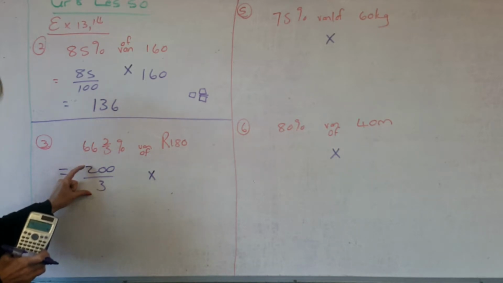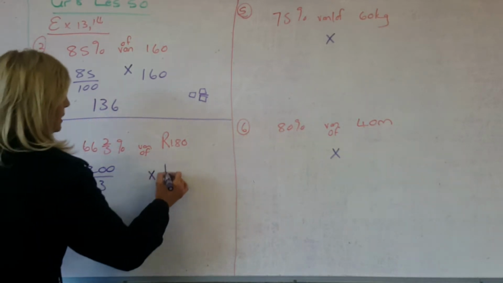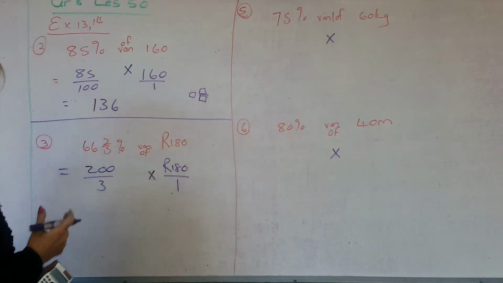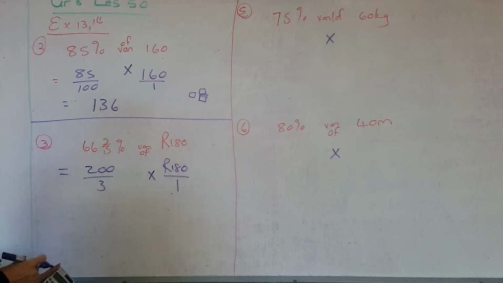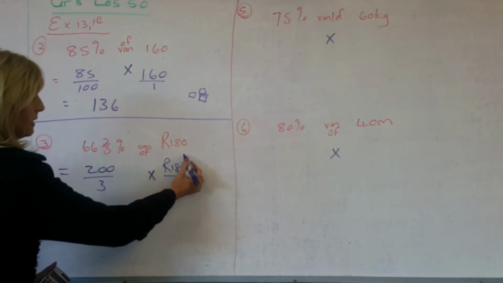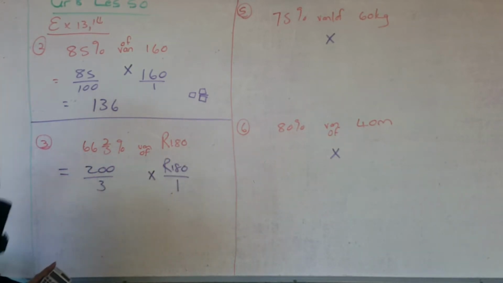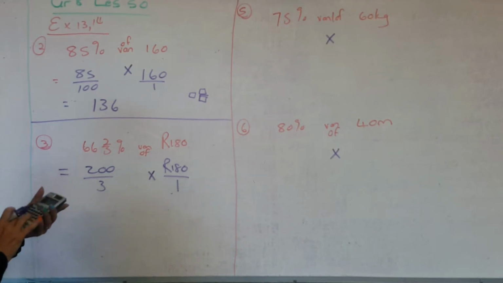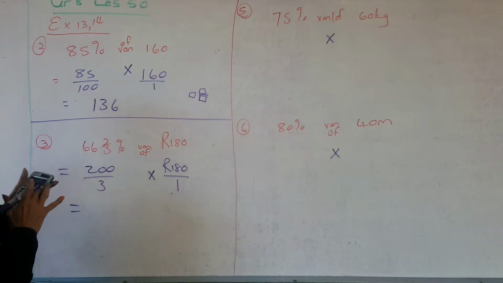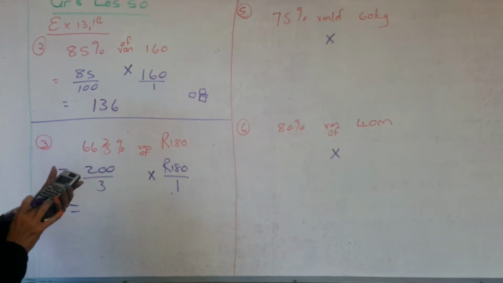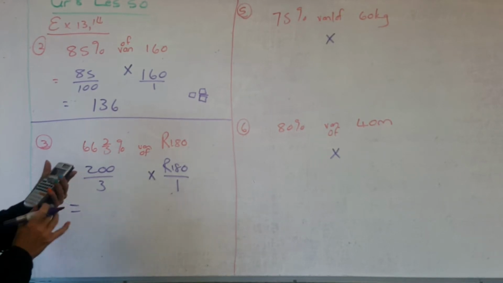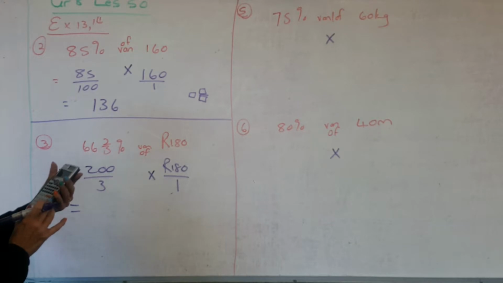Please use your calculator. Good, en dan sit maar met 180 rand. So this means over 1. If you don't have the over 1, it's not minus a mark for you, but it just makes more sense. So that you can see 3 can go into 180, 60 times, and you can time it with your own brain, or you can now just time it with your calculator times 180, which will give me, oopsie, I did this wrong. Divided by 3.